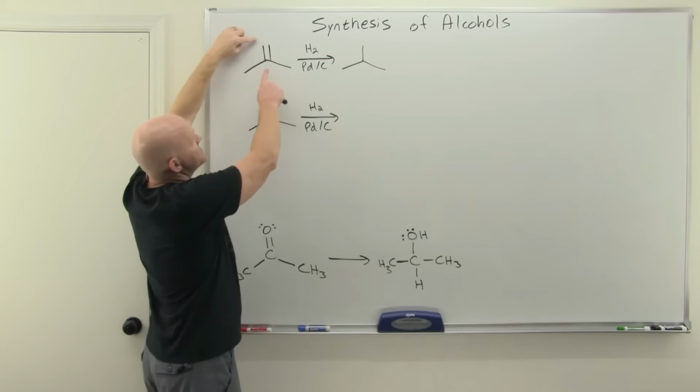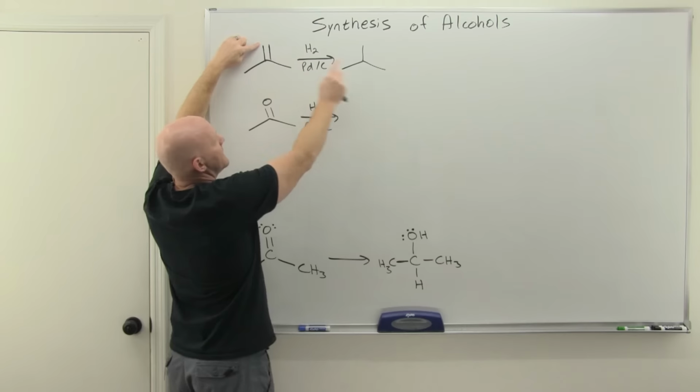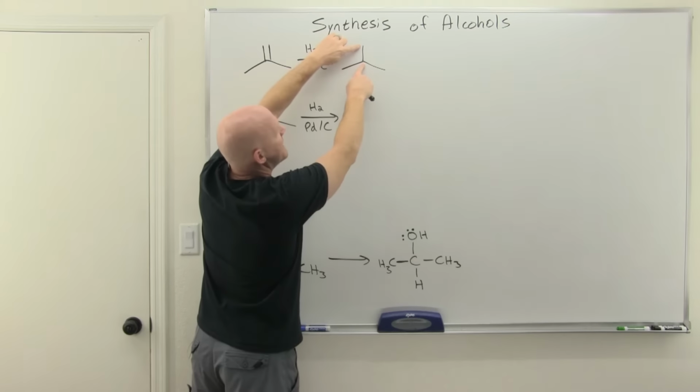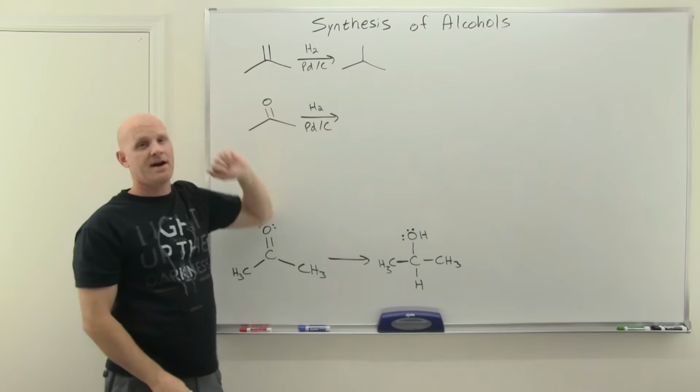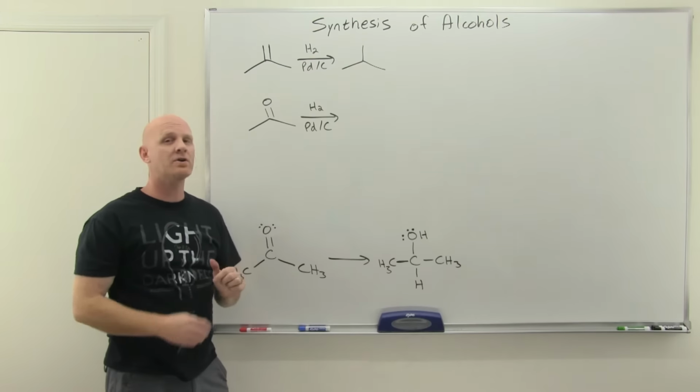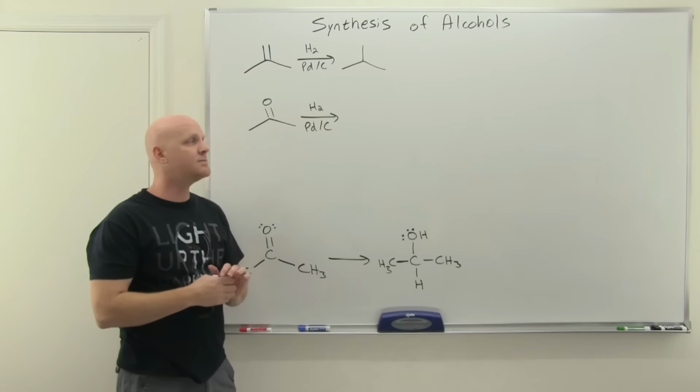With the reduction of an alkene, we reduce it down to an alkane, and if you recall, that adds a hydrogen to both sides of the alkene. We get an additional hydrogen on this carbon and an additional hydrogen on this carbon. It's catalytic hydrogenation here, H2 and an appropriate metal catalyst, either platinum, palladium, or nickel.